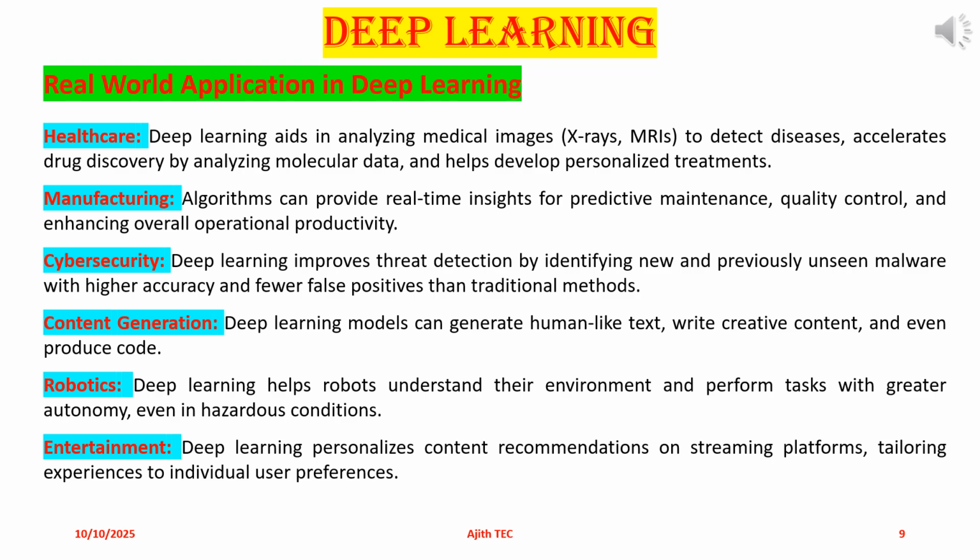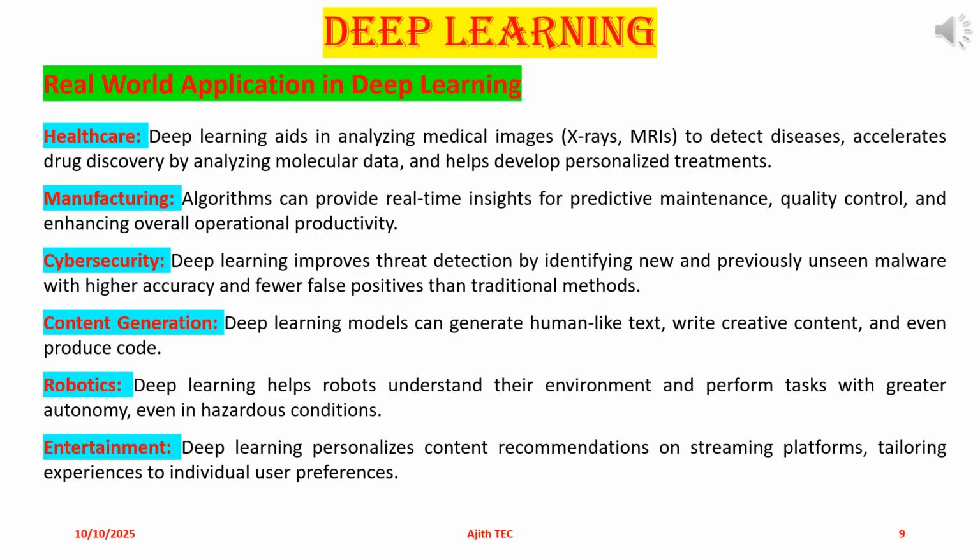Some real-world applications of deep learning can be classified as follows. Healthcare. Deep learning aids in analyzing medical images, X-rays, MRIs, to detect diseases, accelerates drug discovery by analyzing molecular data, and helps develop personalized treatments. Manufacturing. Algorithms can provide real-time insights for predictive maintenance, quality control, and enhancing overall operational productivity.